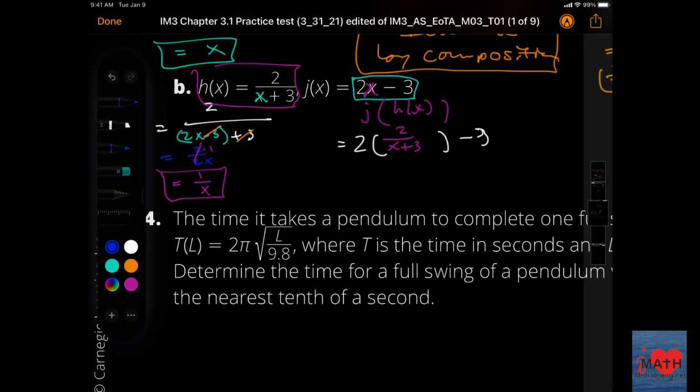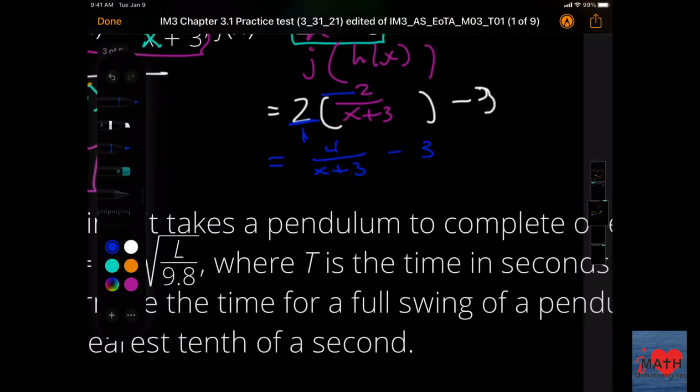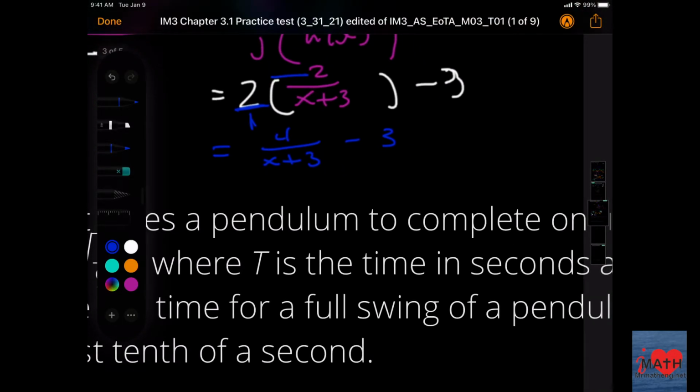So you can just do it like this. And now you just multiply across, so 2 times 2 is 4, so I have 4 over x plus 3 minus 3. Okay, so rational expressions, how do you add and subtract these? Well, you can multiply anything times 1. I want the same denominators here.